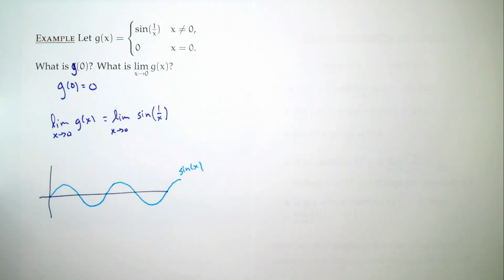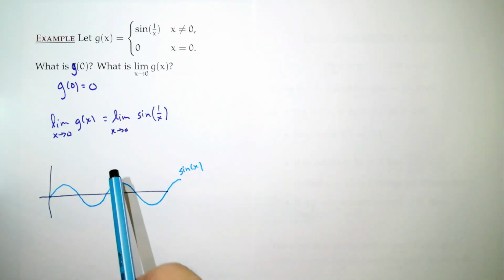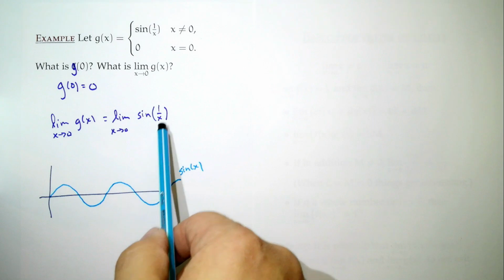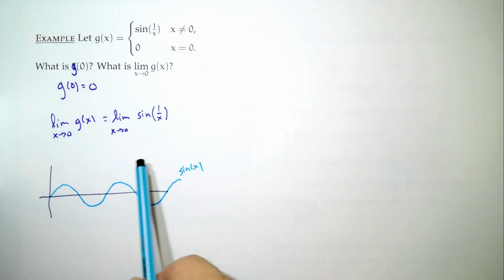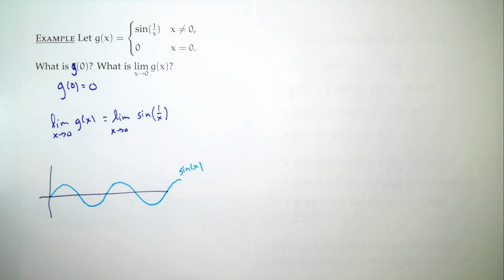Well, one way to think about what's happening, let's think about it in the following way. What happens to 1 over x as x goes to 0? Ignore the sign for a second. What happens to 1 over x as x gets close to 0? It gets big, right? Now it can get big positively if x is a little bit bigger than 0. It can get big negative if x is a little bit less than 0.